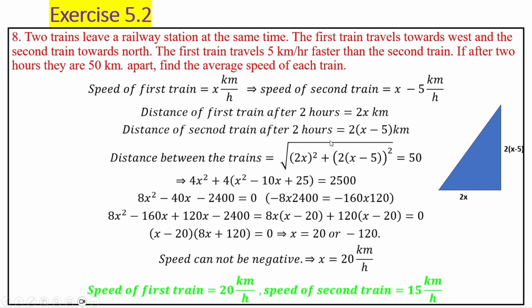Okay. Now the distance of the first train after 2 hours is 2x. That is here, 2x. From the initial point, it is 2x kilometers away. And the distance of the second train after 2 hours is 2 into x minus 5. So this is 2 into x minus 5 kilometers away. So these are the distances given here in the diagram. Okay. Now the distance between the trains, we know from Pythagoras theorem, is the square root of 2x whole square plus 2 into x minus 5 whole square, which is equal to 50.